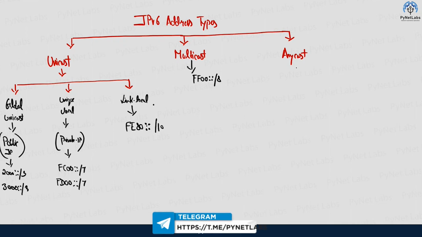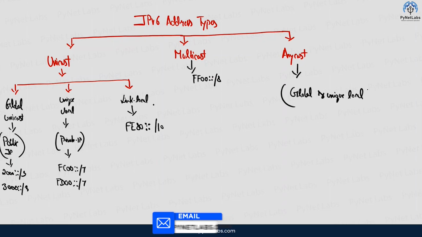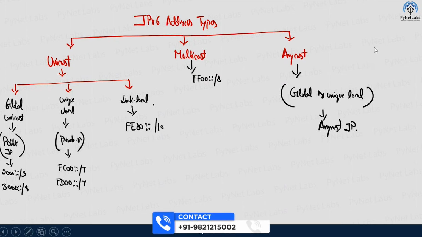So we can make sure of this anycast; I'll add one point, that the global unicast and unique local IPs can be considered as anycast IPs. So this is what the IPv6 address types are. I hope everything is clear up to here. No one is having any kind of doubt in this section.